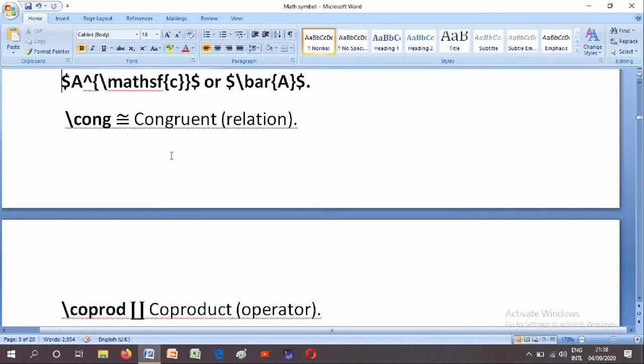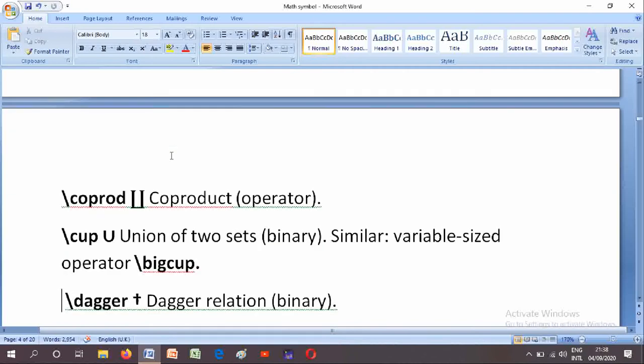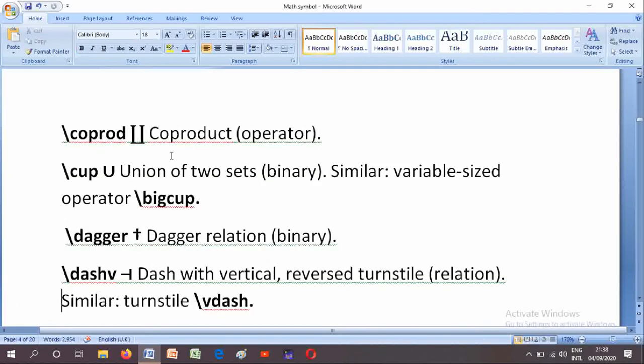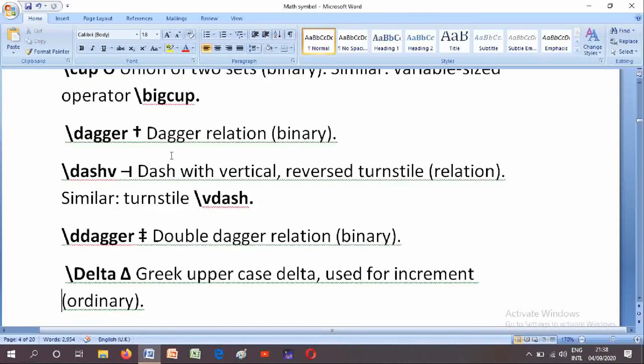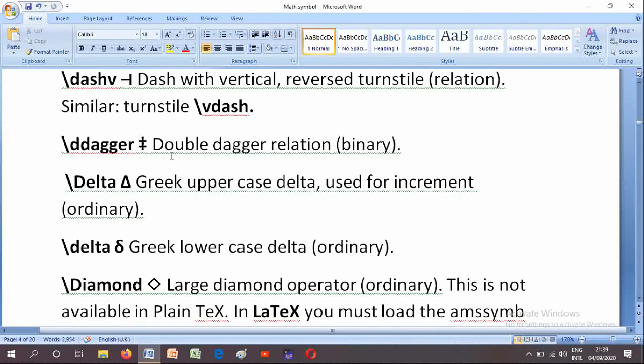Backslash cong, congruent, relation. Backslash coprod, coproduct, operator. Backslash cup, union of two sets, similarly variable-sized operator bigcup. Backslash dagger, dagger, relation, binary. Backslash dashv, dash with vertical, reverse turnstile, relation, similarly turnstile, vdash. Backslash ddagger, double dagger, relation, binary. Backslash Delta, Greek uppercase delta, used for increment, ordinary. Backslash delta, Greek lowercase delta, ordinary.